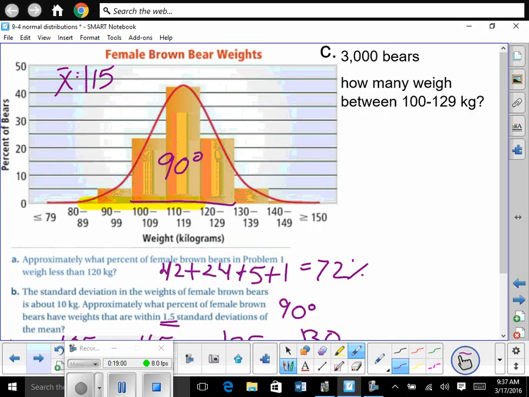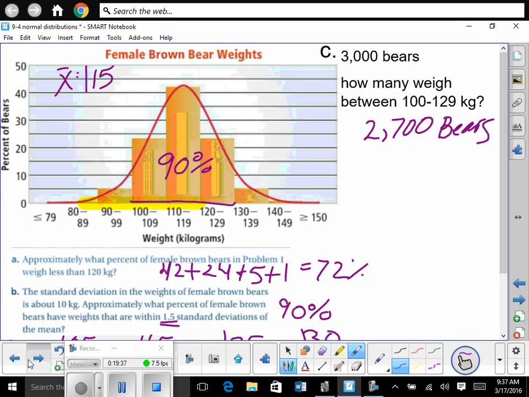Okay, so now here's my next question. I said 90%. Thank you. Okay. So it says on C, if we have 3,000 bears, how many can you expect to weigh between 100 to 129? Can we expect 90% of them? So out of 3,000 bears, how many bears? Let's calculate it. So 3,000 times 0.90, right? So how many bears exactly can we expect? 2,700 bears. Does everybody understand how to do this?